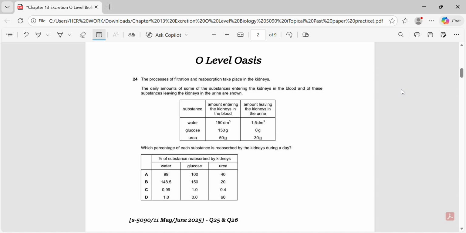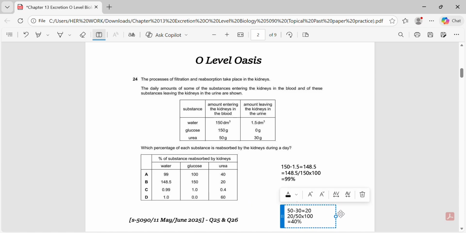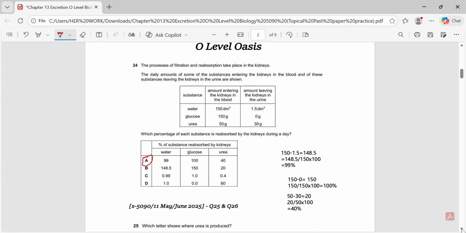To find this, we subtract the amount leaving the kidneys in the urine from the amount entering the kidneys in the blood. So, for water, 150 cubic decimeters minus 1.5 cubic decimeters gives 148.5 cubic decimeters. When this value is compared with the original amount, it gives 99%. For glucose, 150 grams minus 0 grams gives 150 grams. When this value is compared with the original amount, it gives 100%. For urea, 50 grams minus 30 grams gives 20 grams. When this value is compared with the original amount, it gives 40%. So, when we match these values with the given options, we get option A as the correct answer because the table matches all the calculated values perfectly.